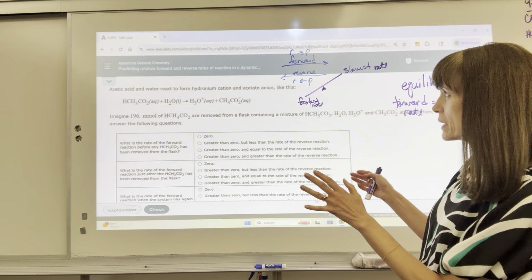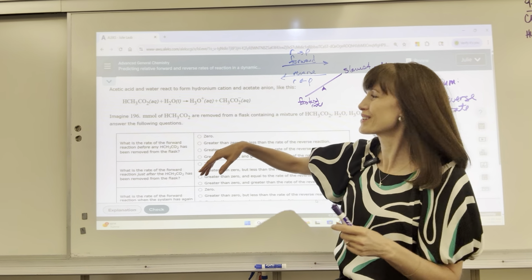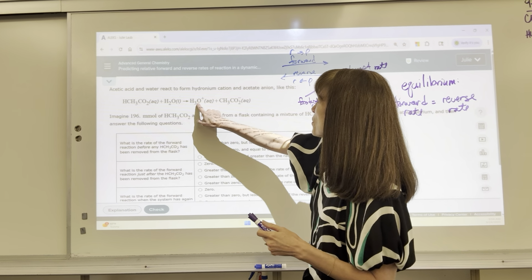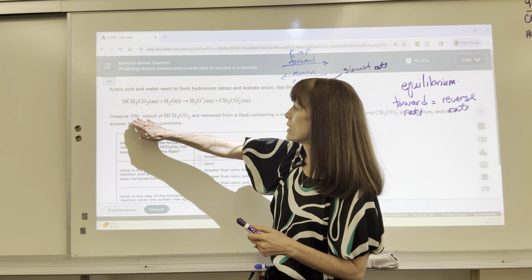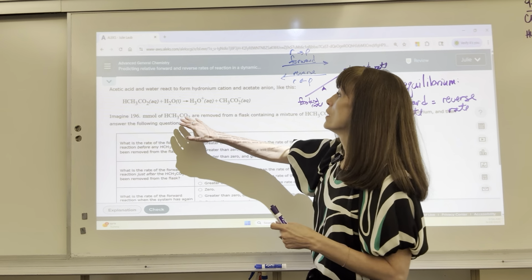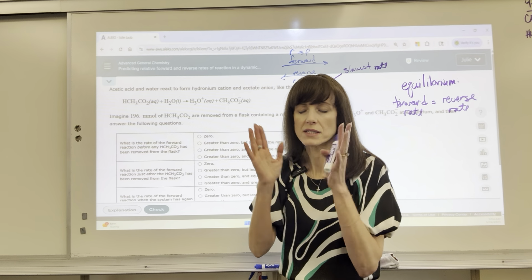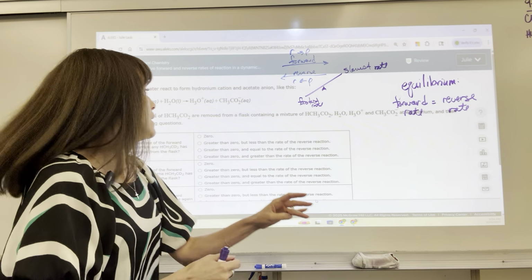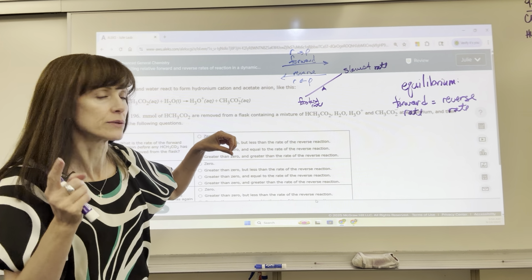Oh, we have a big problem here. Acetic acid is going to react with water, so this is just vinegar and water, to form a hydronium ion and the acetate ion. It says you have 196 millimoles of the acetate ion. Ooh, these 196 millimoles are removed. Okay, let's pause right there for just a second. Those are going to be removed. You're thinking, how does this impact equilibrium?